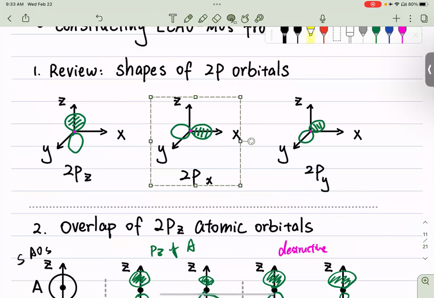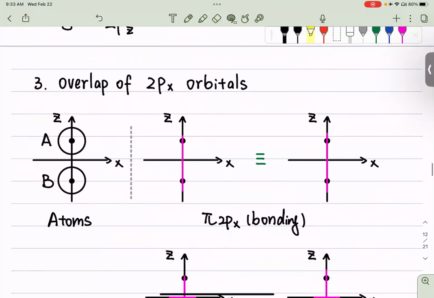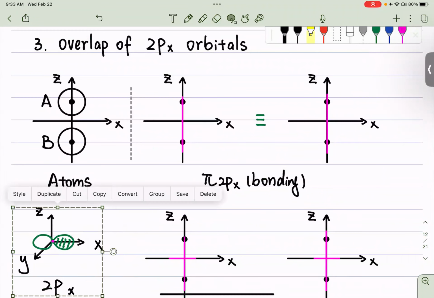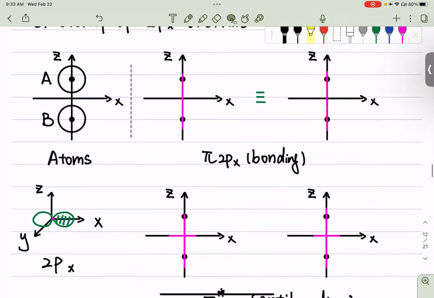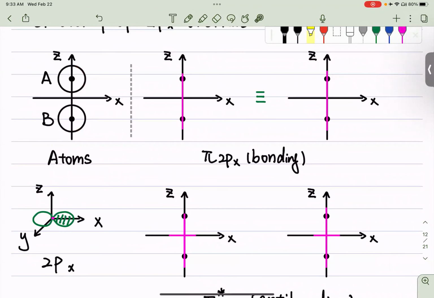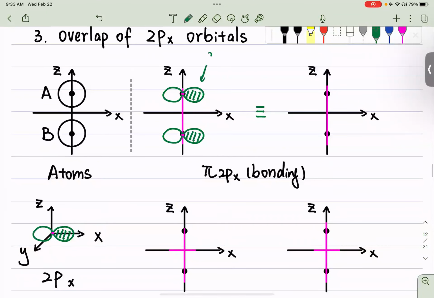You can easily imagine we do the same for 2px and 2py. So let me just put a 2px here for your reference. Again, the setup here is the same, right? We have atom A and atom B aligned along the z-axis. So now, if we want to draw my 2px, maybe you can just copy paste it here. Right, so that's our 2px. And I can just move it to that position. Right, so these are my 2px atomic orbitals.